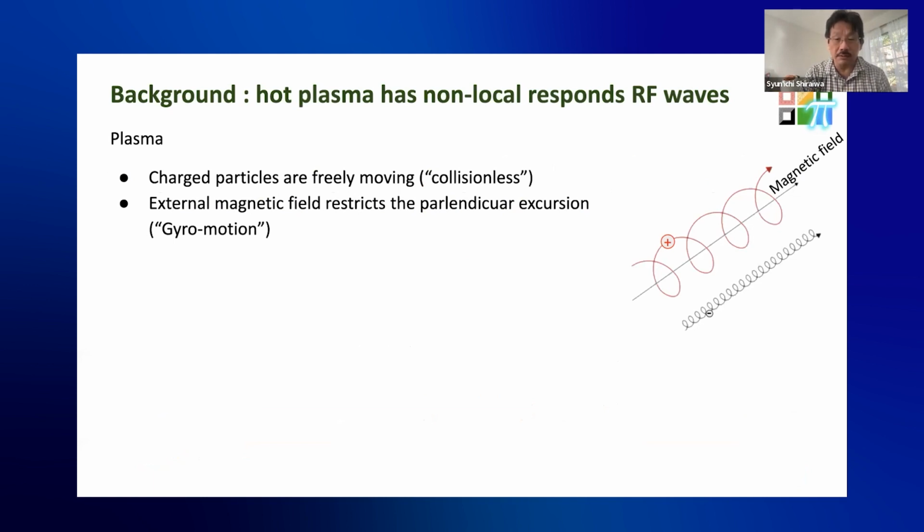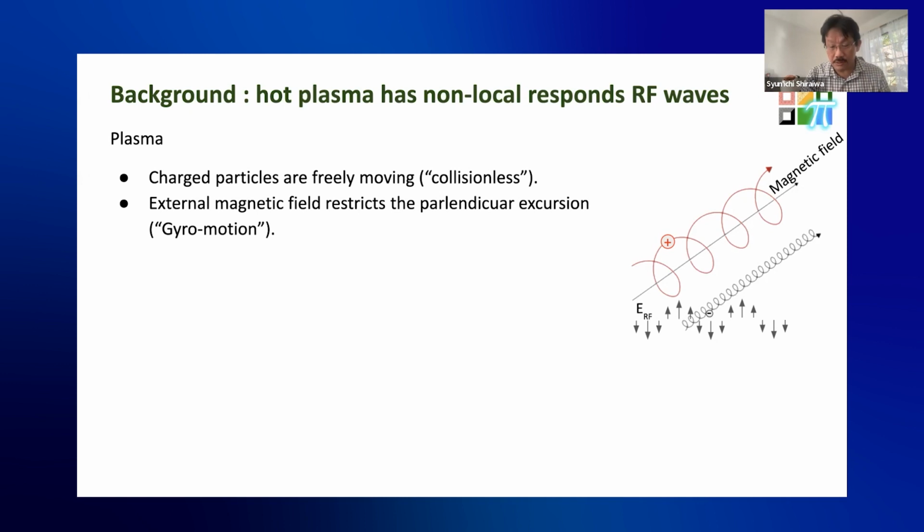Just to define what plasma is in this context: plasma is a bunch of charged particles freely moving, but confined around the magnetic field line. They don't collide with each other, so it's called almost collisionless. There's also a strong external magnetic field, so each particle draws gyro motions. If you impose an RF radio frequency wave in this plasma, every point around the particle trajectory feels the electric field, and the particle is accelerated by it.